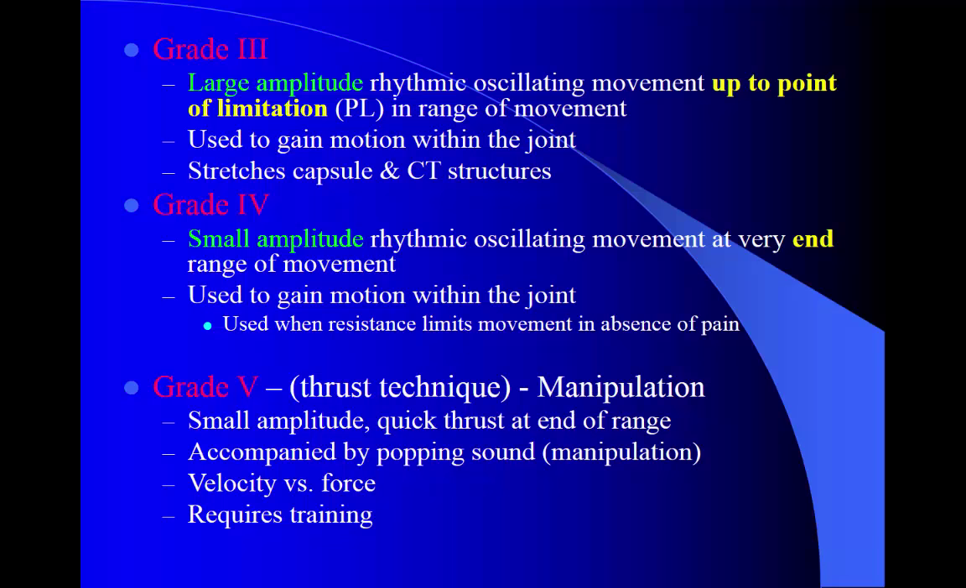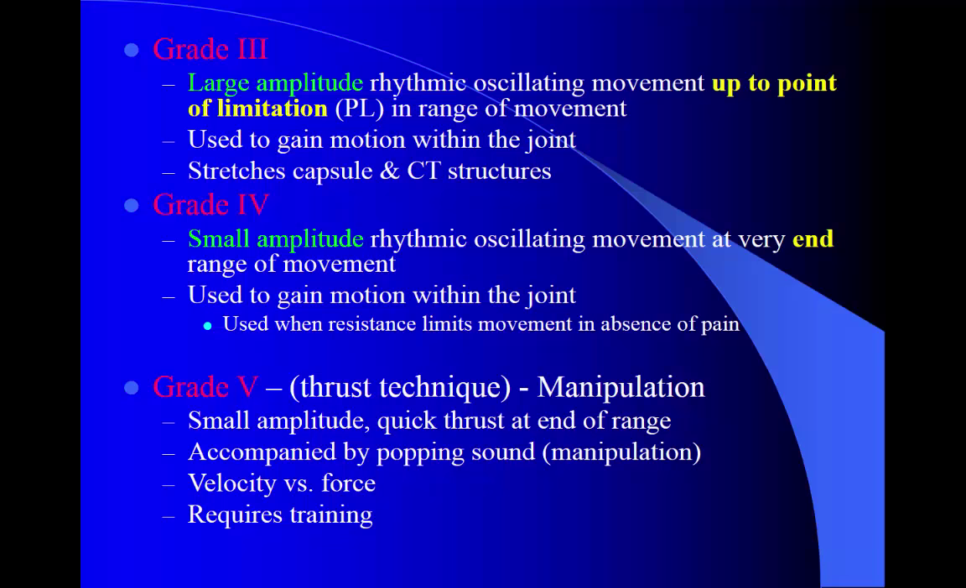A grade 4 mobilization occurs when small amplitude rhythmic oscillating movements are performed at the very end of the movement. Grade 4 mobilizations are performed to increase motion within the joint, and these mobilizations stretch the capsule and connective tissue structures. These mobilizations are used when resistance limits movement in the absence of pain.